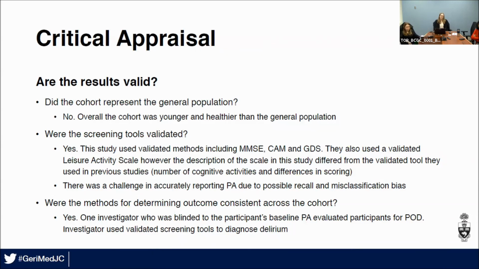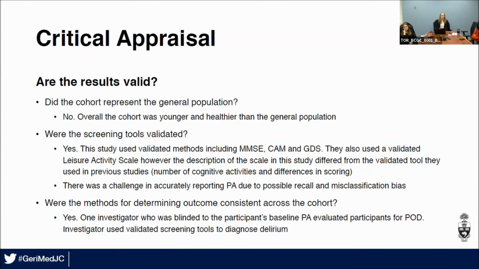Yes, they used a lot of validated methods, including the Mini-Mental State Exam, the Confusion Assessment Method, and the Geriatric Depression Scale. They also validated this LAS, this leisure activity scale. Though I looked back at their old studies that validated this, and the description of the scale is a bit different. They used more cognitive activities in this scale compared to their previous studies. There was also a difference in the scoring. They didn't really explain that in the method section, but it was something I noticed.